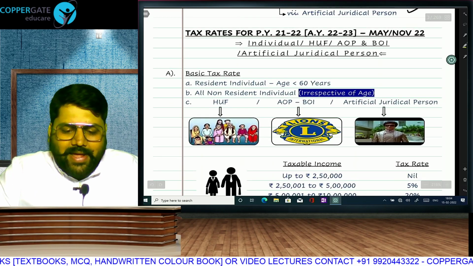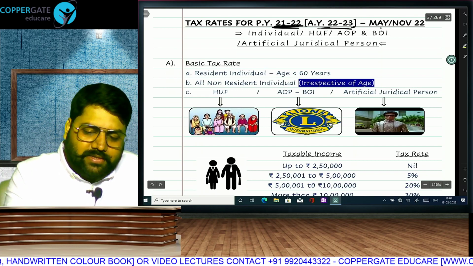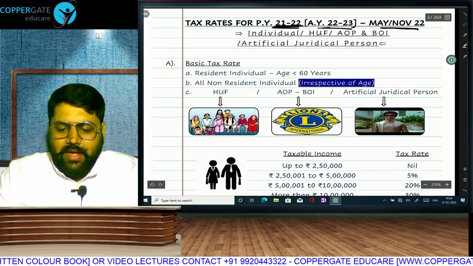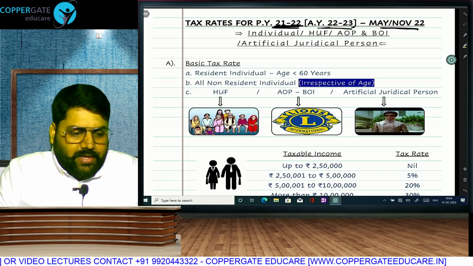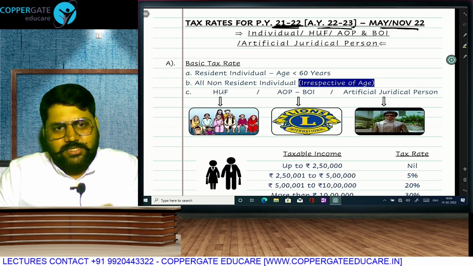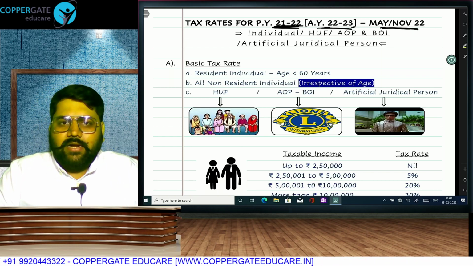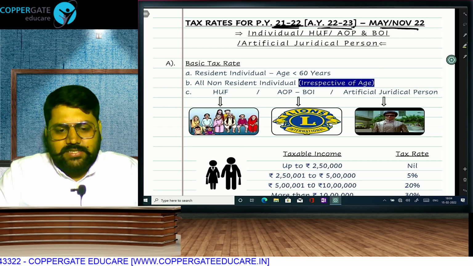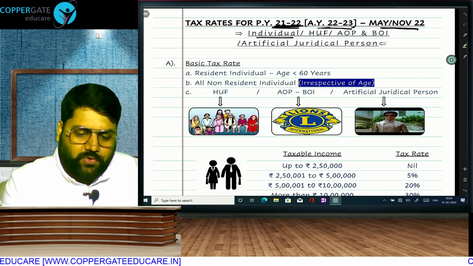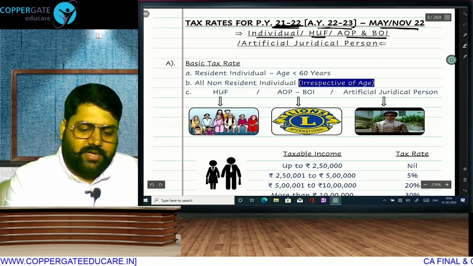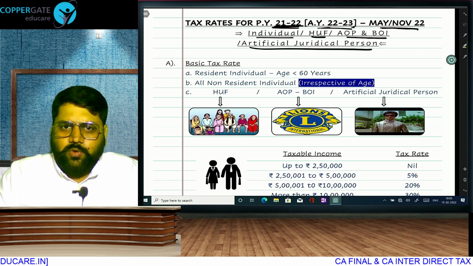What are the tax rates applicable for previous year 21-22, assessment year 22-23, that is the applicable attempts of May and November 2022. These are the 2 attempts for which we are making these revision lectures, May 22, November 22, and thus the applicable previous year is going to be previous year 21-22, assessment year 22-23, and we start with tax rates first. First, I will be doing tax rates of individual, which is also the tax rate for HUF, AOP, BOI, artificial juridical person. Individual, HUF, AOP, BOI, artificial juridical person. These are the tax rates that I am going to be covering with you.